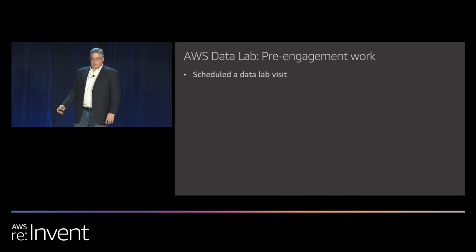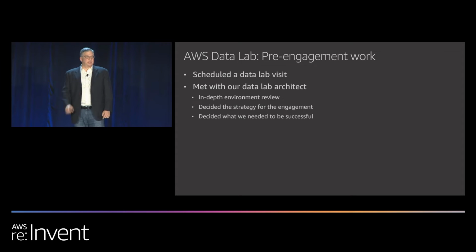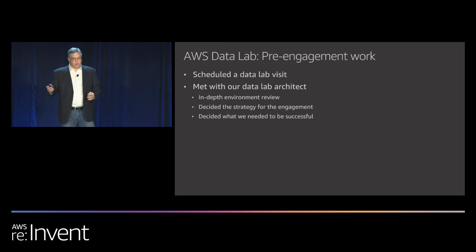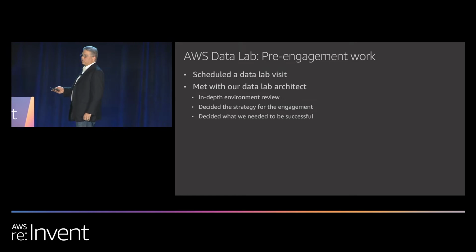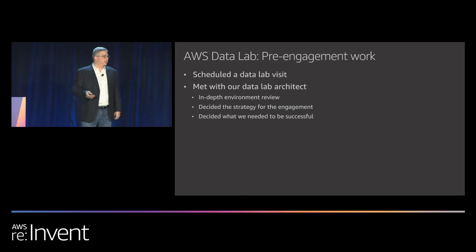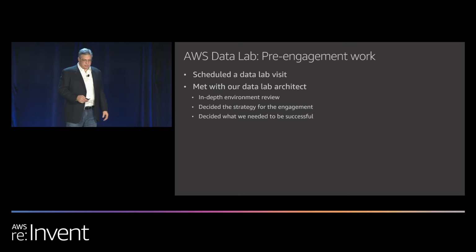Okay? First thing we have to do with Data Lab is we schedule a visit. When it's on the schedule, we get a Data Lab architect. We spend several meetings, and these meetings take a couple of weeks, where we talk to the architect about exactly what we're trying to accomplish and what Nasdaq's goals are for the entire Data Lab, and then we decide on the strategy and decide what is needed to be successful. That's code for homework.